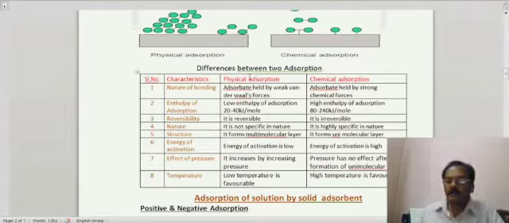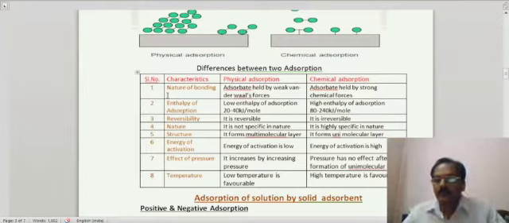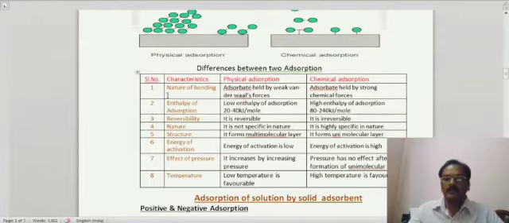The first thing is the nature of bonding. The adsorbate molecules are held on the adsorbent by weak van der Waals force of attraction, whereas in case of chemical adsorption, the adsorbate is held by strong chemical bonds. And the second difference is the enthalpy of adsorption. The enthalpy of adsorption means the amount of enthalpy or heat content liberated when the adsorbate molecule is held on the surface of the adsorbent. That means adsorption is an exothermic reaction.